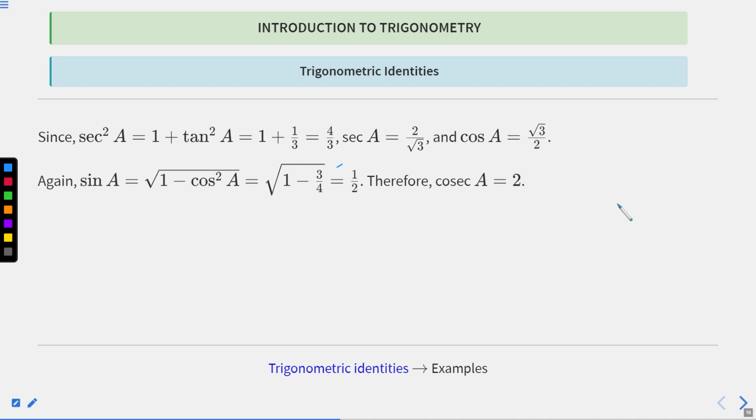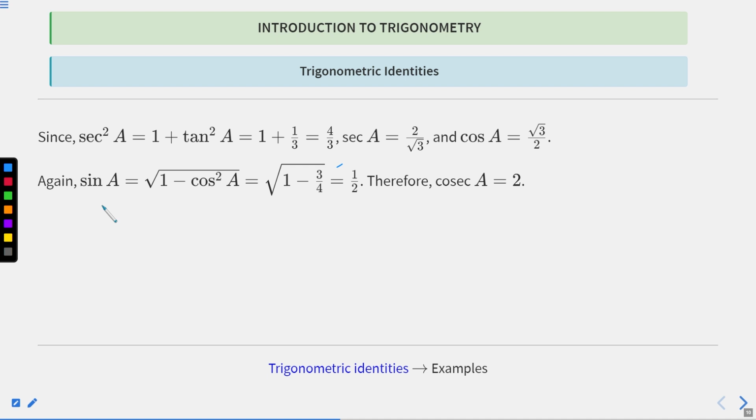Okay, and we have the identity sin square A plus cos square A is equal to 1. From this identity we can easily find sin A. So sin A is equal to square root of 1 minus cos square A, and here the value of cos A is root 3 by 2. Putting it in, we get the square root of 1 minus 3 by 4, which is the square root of 1 by 4, and this is equal to 1 by 2.